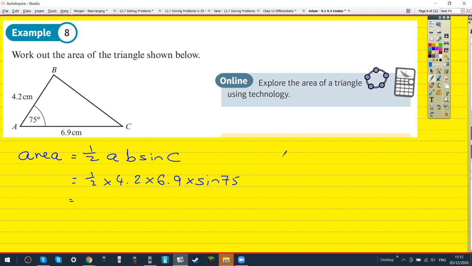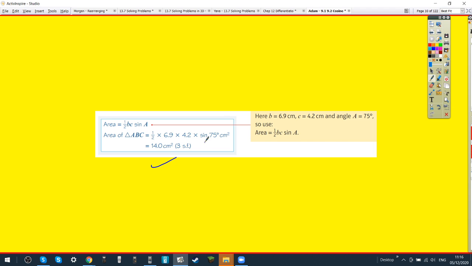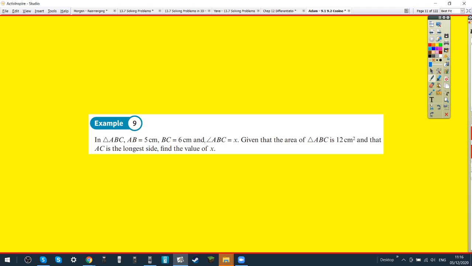I got 13.99. Let's say 14.0. It's an area, and so centimeters squared. Yep. There we go.